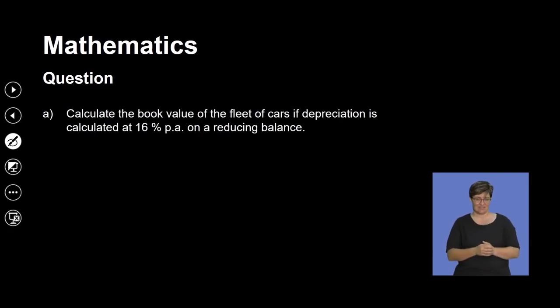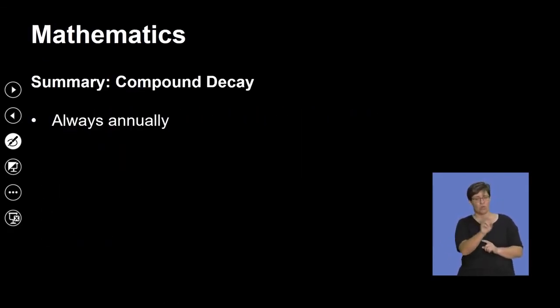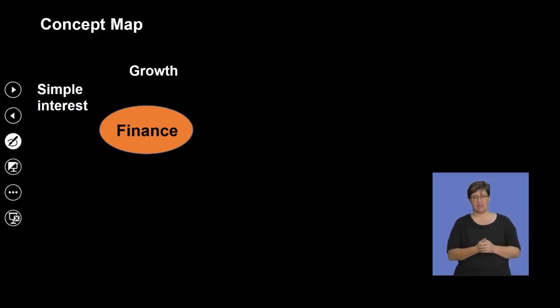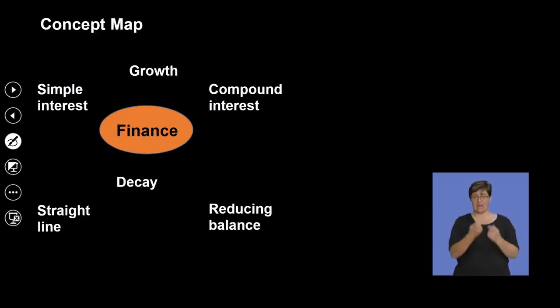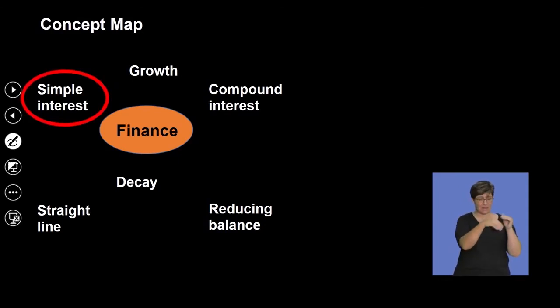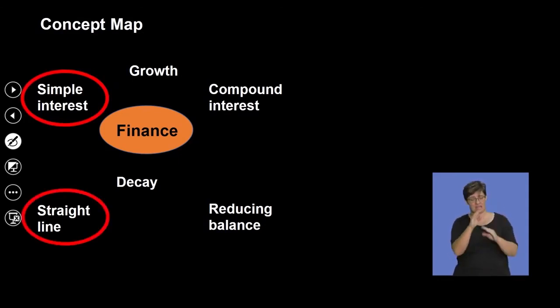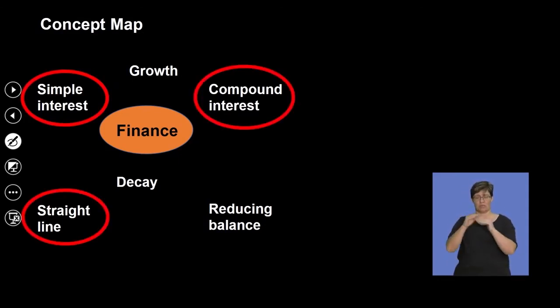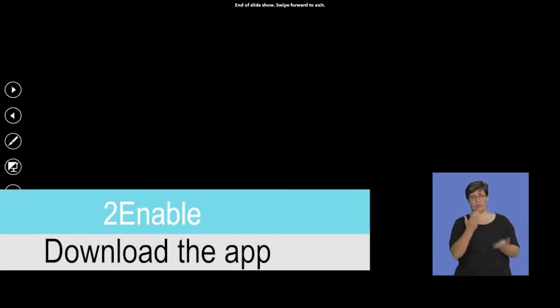So guys, so far, what we've actually looked at, you need to know that with compound decay, it's always on an annual basis. It has nothing to do with a monthly basis or anything like that. But our main big idea has been finance. We've looked at simple interest, straight line depreciation, compound depreciation, and now we've just looked at our reducing balance.